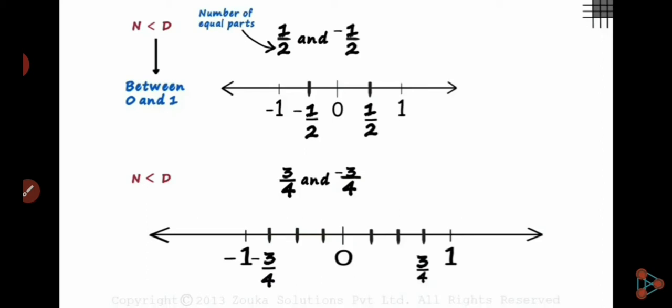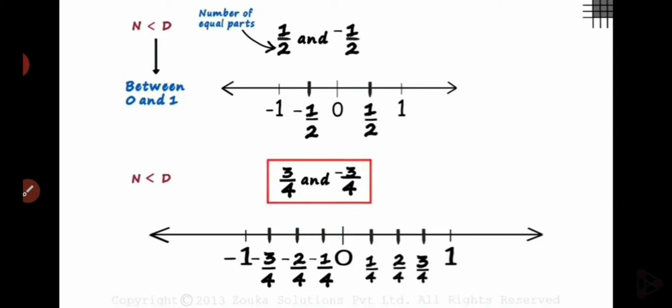But let me ask you a question. You have plotted the numbers 3 by 4 and minus 3 by 4. But do you know which numbers are plotted on these points? Here's your answer. Since this is one part, we mark 1 by 4 here. Since these are 2 parts, we mark 2 by 4 here. Similarly, we can plot minus 1 by 4 and minus 2 by 4 here. This was just for your understanding, and you don't need to mark all the points if you're asked to mark just 3 by 4 and minus 3 by 4. In the next video, we will try to plot rational numbers whose numerators are greater than their denominators.